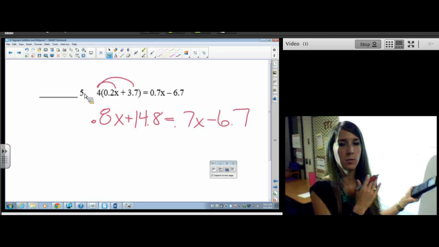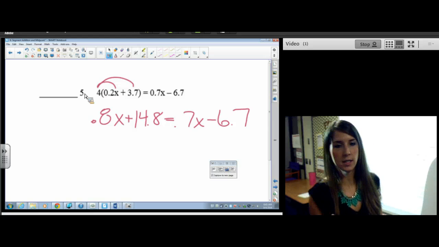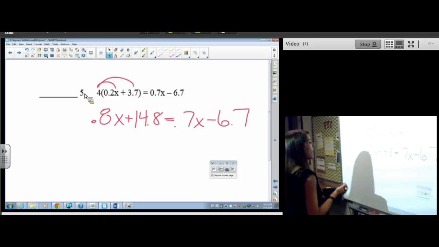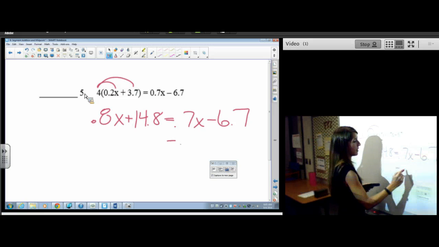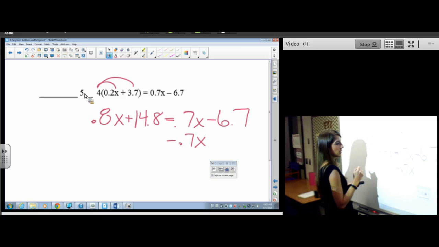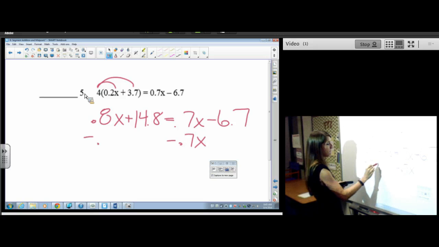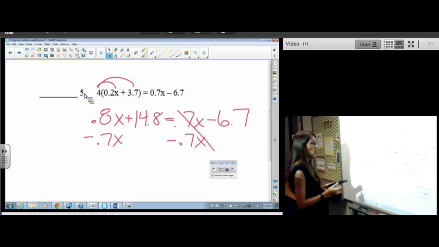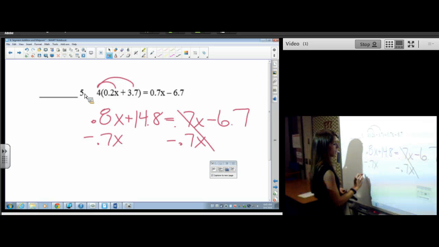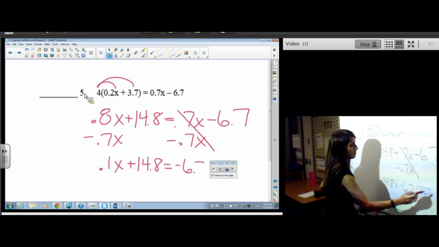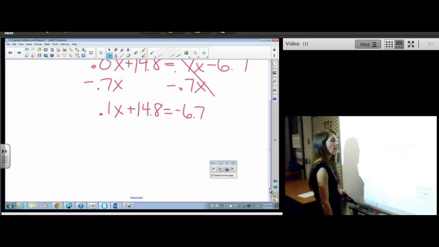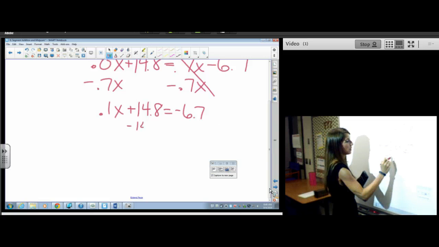You're going to get all your x's on one side, and all of your constants on the other side. I like to deal with positives, but it looks like we have no choice here. I'm going to get rid of this one. The opposite of positive 0.7 would be negative 0.7. So 0.8 minus 0.7 would give us 0.1. And then I'm not going to move anything else yet, so I don't confuse you. Okay, now everything needs to move away from x. So do the opposite of what's being done to it.